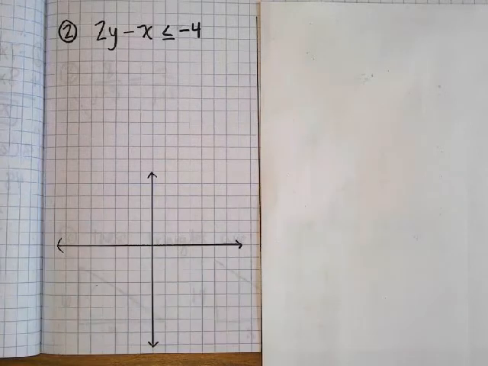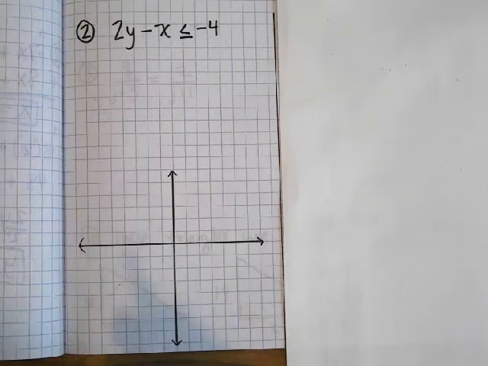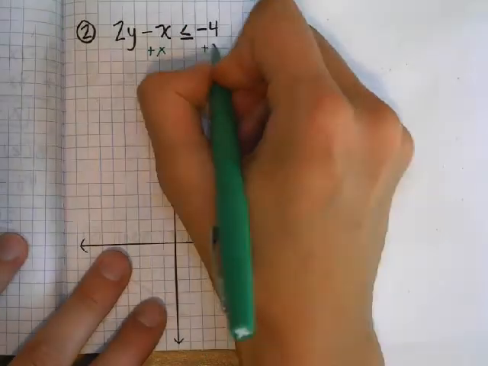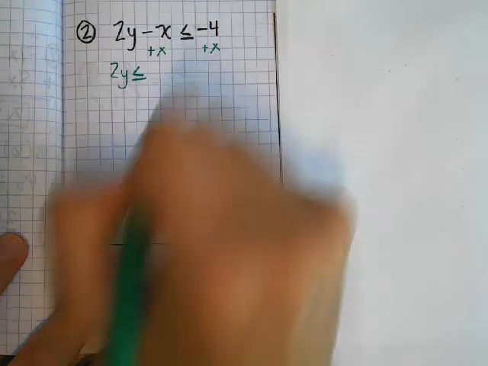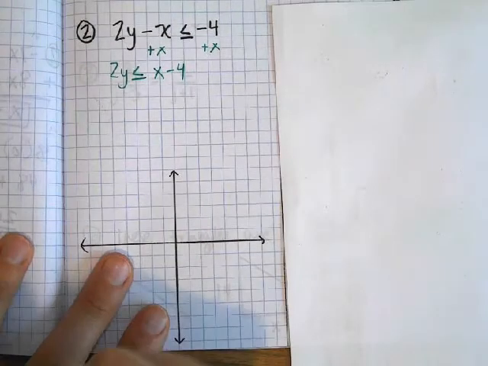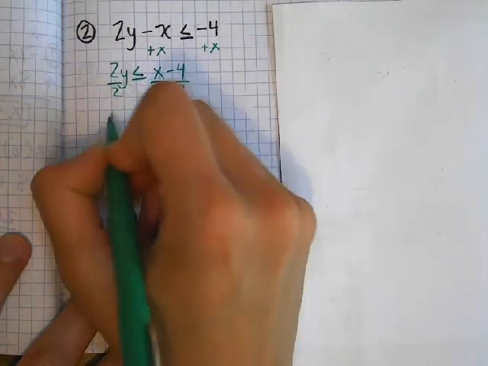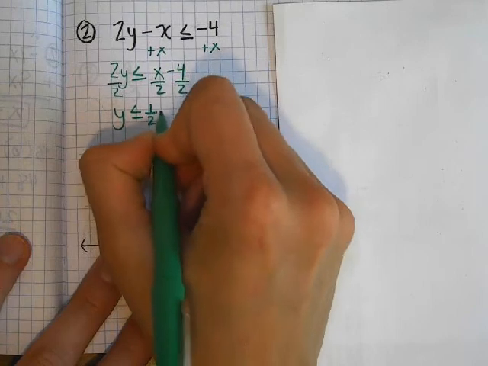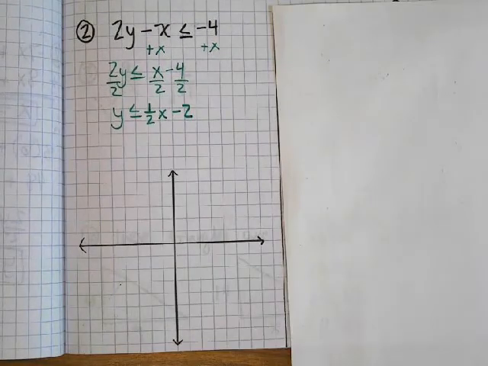All right, here we're going to have to do a little bit of work making our equation so that we can graph it a little bit easier. Okay, so let's add x to both sides first. So I have 2y is less than or equal to x minus 4. Okay, let's divide everything by 2. So I've got y is less than or equal to, let's call this 1/2 x minus 2.